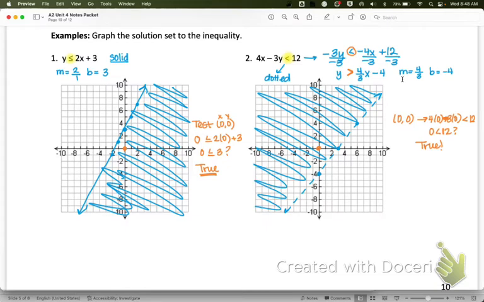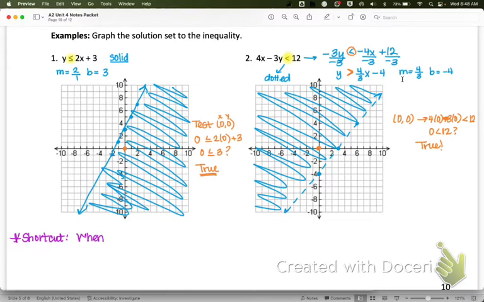Now, here's a shortcut. I will let you in on a little secret. Notice on number 1, the original equation had less than, and we shaded down. But on number 2, the original equation also had less than, and we shaded up. So this is why we have to test a point, because it's not necessarily going to go the way the sign says. This is a shortcut to deciding up or down.